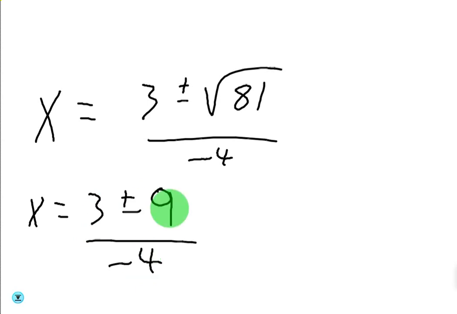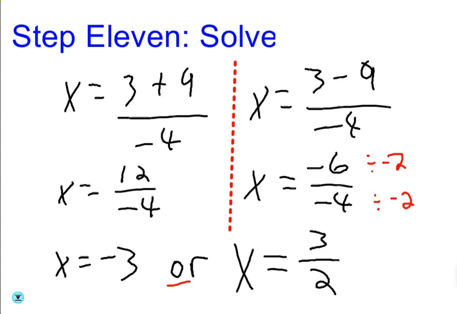All right, so let's break it down into plus and minus. On the left we have 3 plus 9 over negative 4. 3 plus 9 is 12. 12 divided by negative 4 is negative 3. So that is one of our solutions.